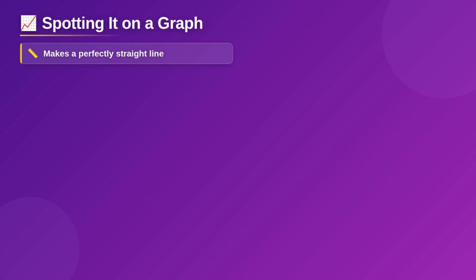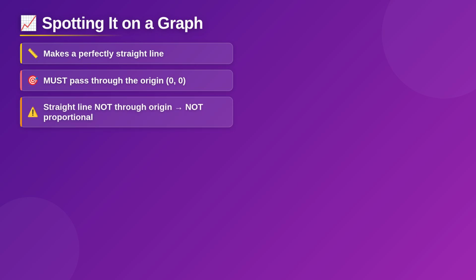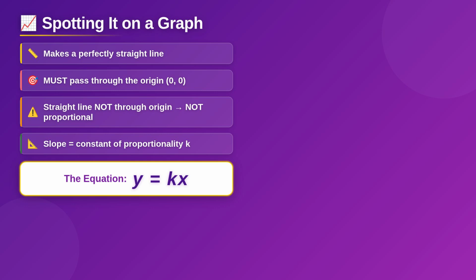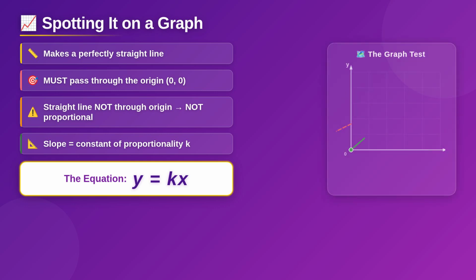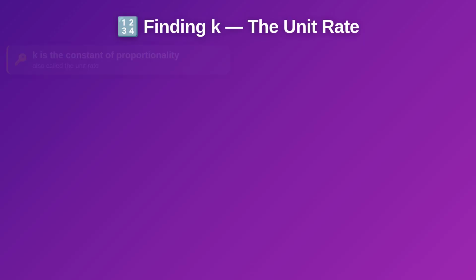Now let's talk graphs. A proportional relationship has two special features on a graph. First, it makes a perfectly straight line. Second, and this is the big one, that line must pass through the origin, the point 0, 0. If your line is straight but starts somewhere else, it is not proportional. The slope of that line is your constant of proportionality, K. And the equation? A beautifully simple y equals K times x.